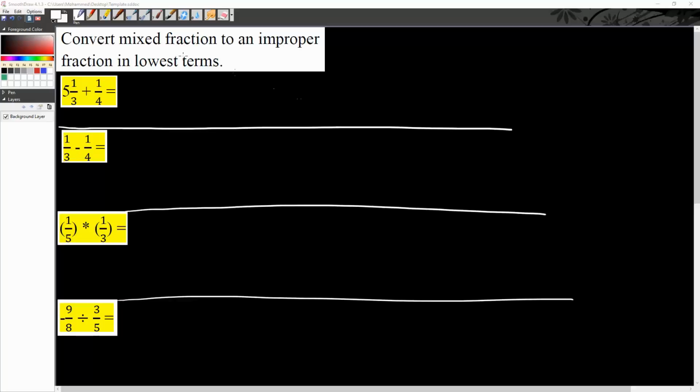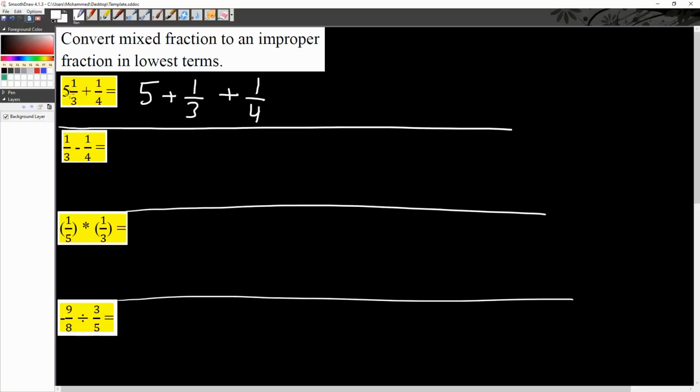Okay, in this problem, we want to convert the mixed fractions to an improper fraction in lowest terms. And so for this right here, we have 5 and 1/3. This is essentially saying 5 plus 1/3. Then we have plus 1/4.